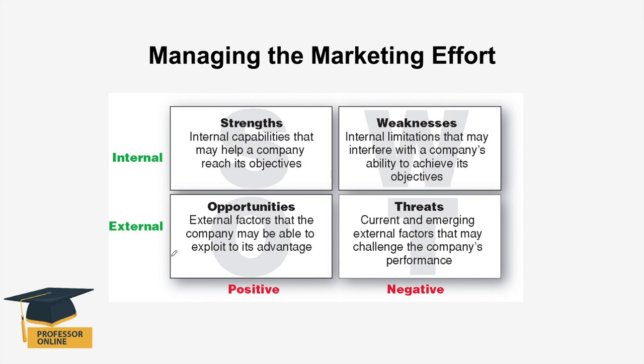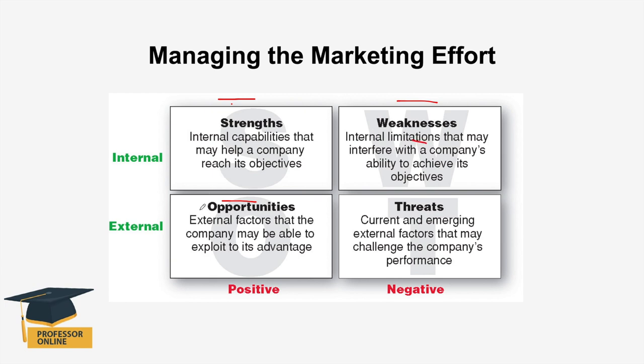Now, SWOT analysis is a very simple thing. Internally, you find out what are the strengths of your organization and what are the weaknesses of your organization. Weakness, of course, is a negative thing. Strengths are a positive thing. If you have a look here, it says internal capabilities that may help a company to reach its objectives, and weaknesses are internal limitations.